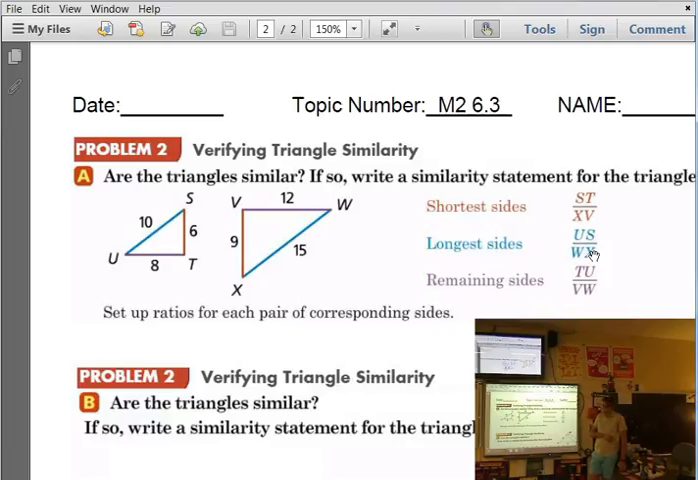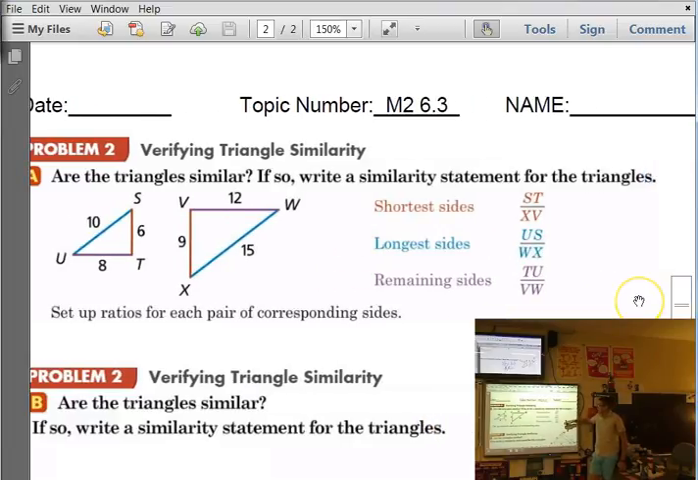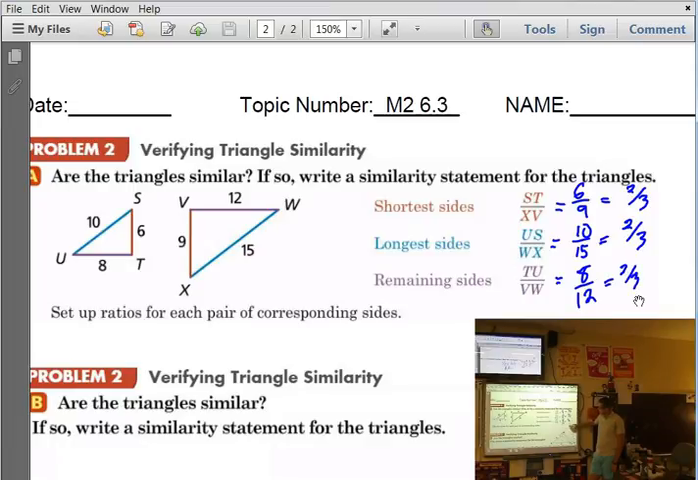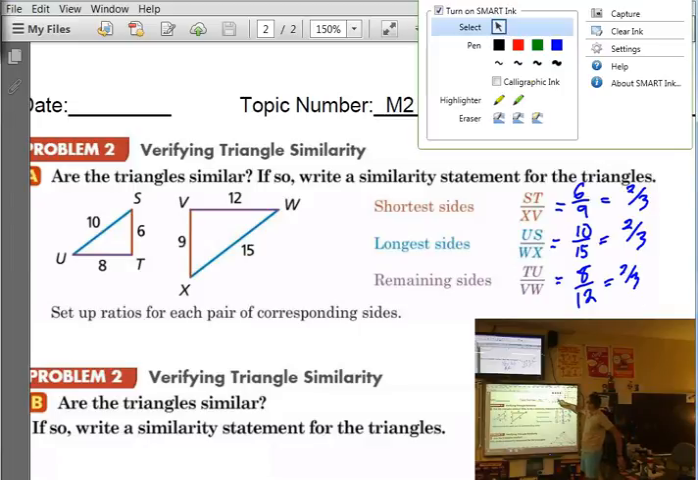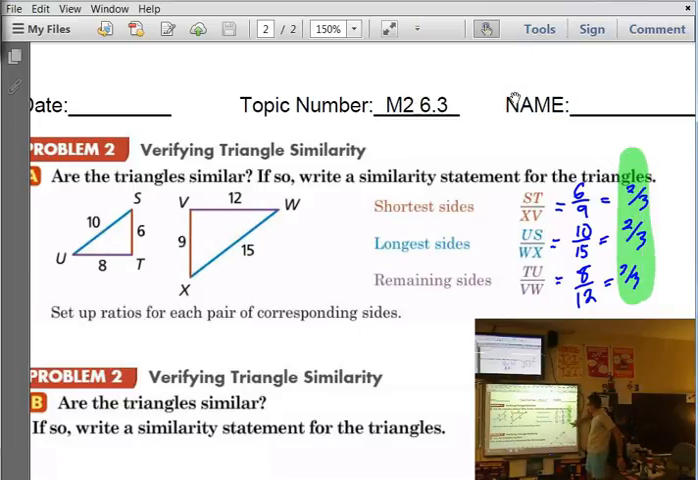So what's your ratio for the short sides? 6 to 9, which gives me 2/3. What about US to WX? 10 to 15, which comes out to be 2/3. And TU to TW? 8 over 12, which comes out to be 2/3. Are these similar? Yes. Same similarity ratio, so they are similar.